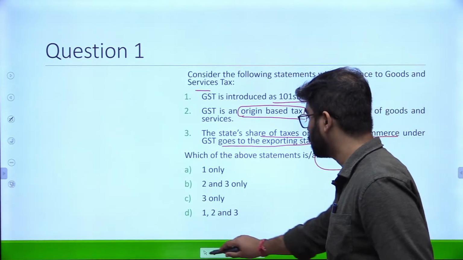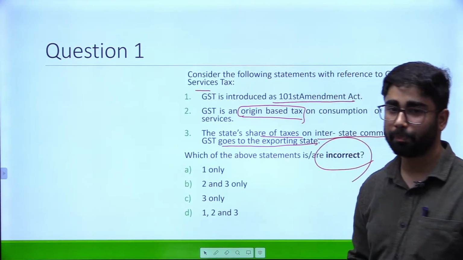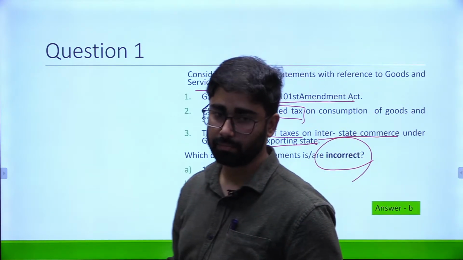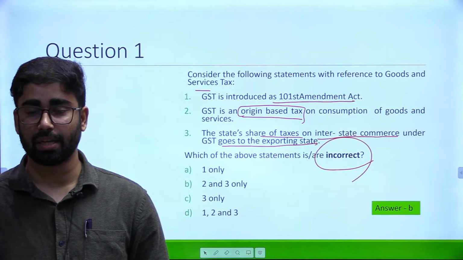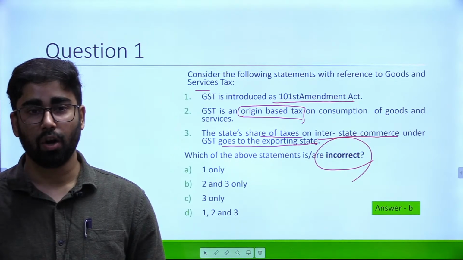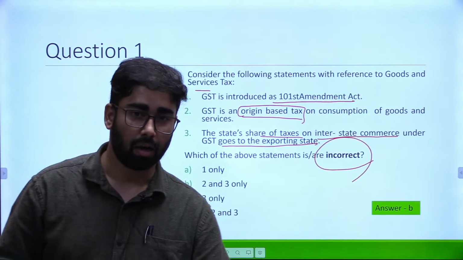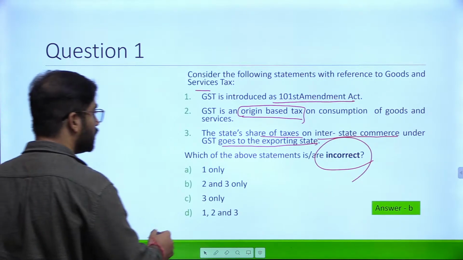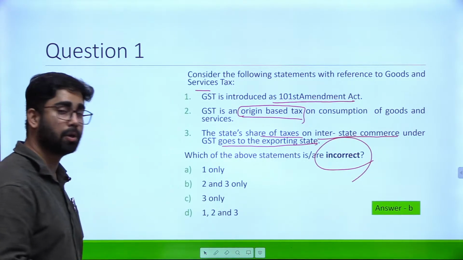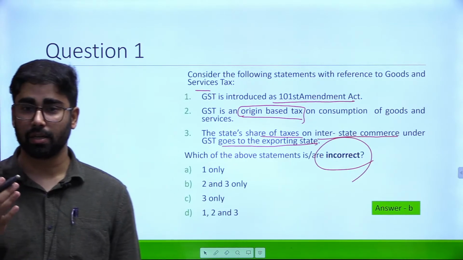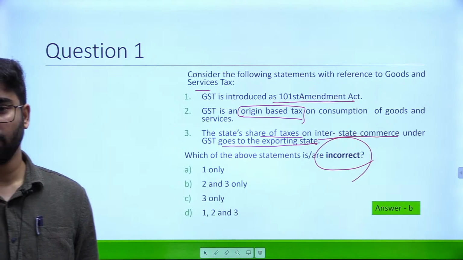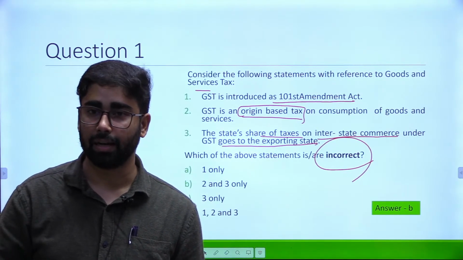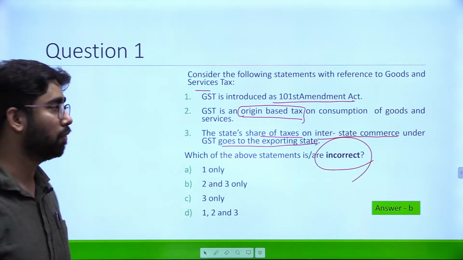So the answer to this question is B. That is, 2 and 3 are incorrect statements. GST is a destination based tax. And logically, if there is interstate commerce, then the state's share should be going to the importing state because it is a destination based tax. So whoever has answered it correctly, write down +2, and others who have not answered it correctly, please make a negative marking for that.